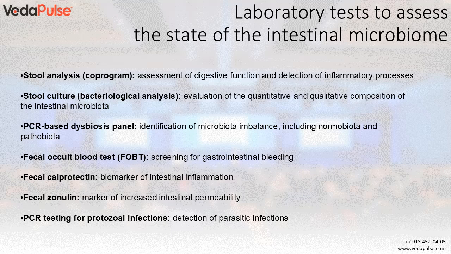A bacteriological stool culture can be done, but today the most popular, highly sensitive, and highly reliable method that has entered clinical practice is PCR analysis for dysbiosis, as well as additional methods in cases where symptoms associated with inflammatory phenomena in the gastrointestinal tract have already arisen. This includes fecal occult blood testing and fecal protein testing. This also includes testing for fecal zonulin and, if necessary, testing for protozoal infection.